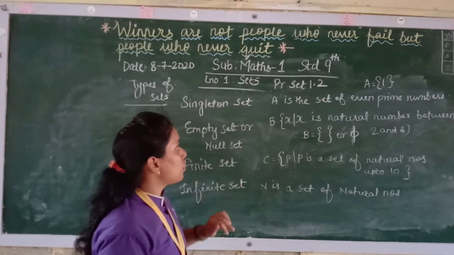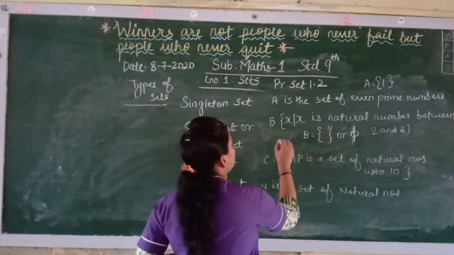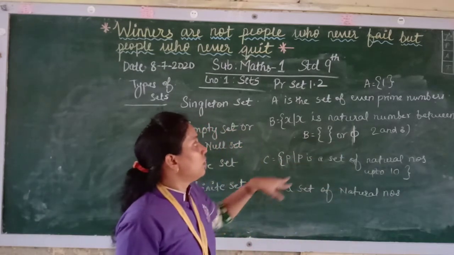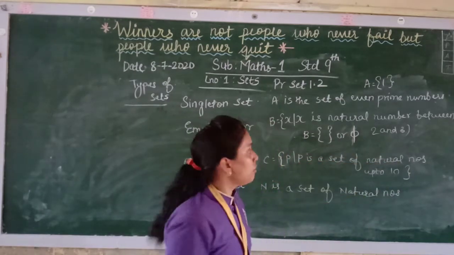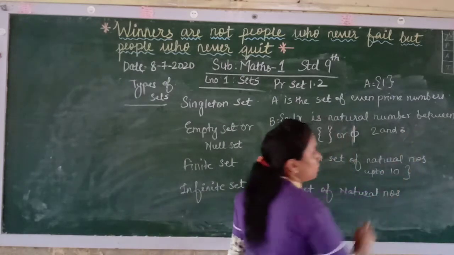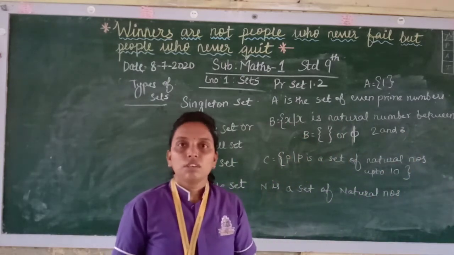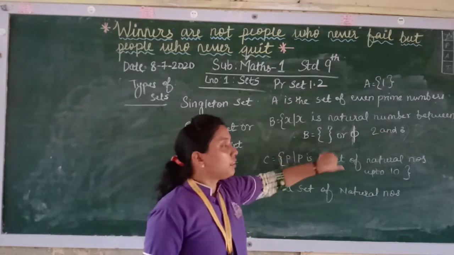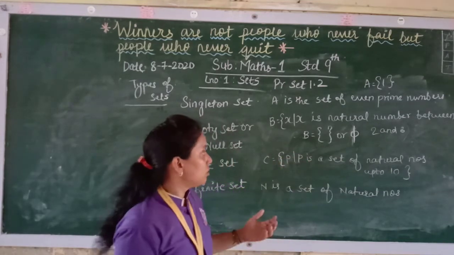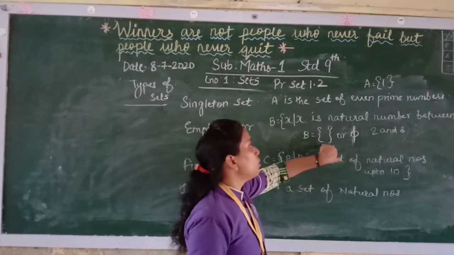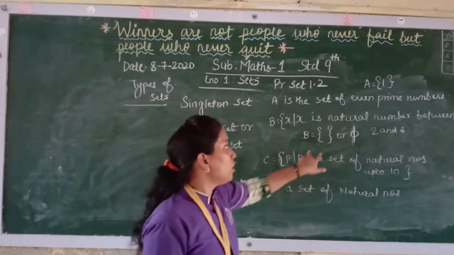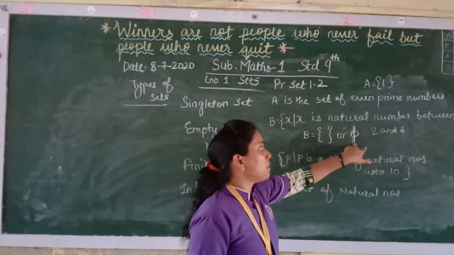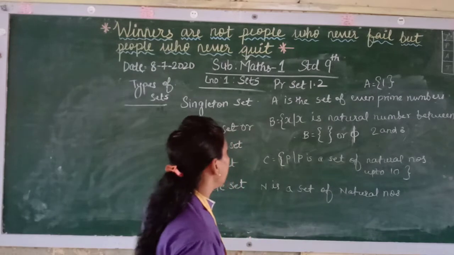Now, empty set or null set. B is the set of x such that x is a natural number between 2 and 3. The natural numbers start from 1, 2, 3, 4, 5. Between 2 and 3 nothing is there. So it will be an empty set when there is no answer for the question. It is represented by two curly brackets with nothing written inside, or you can represent it by the symbol phi.